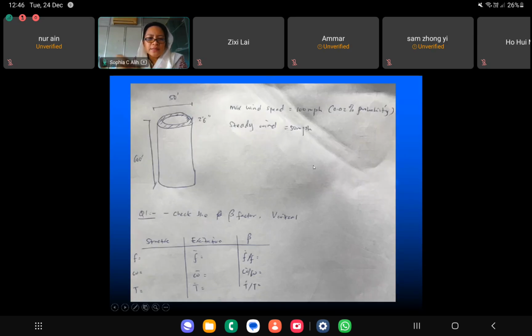So what I can say is that the first one, to check the beta factor, you can first check on the structure part, get the frequency, angular frequency, and natural period, and the excitation also. This is from the wind or the vortex. You can get the same frequency, angular frequency, and the natural period. Then you get the beta factor.